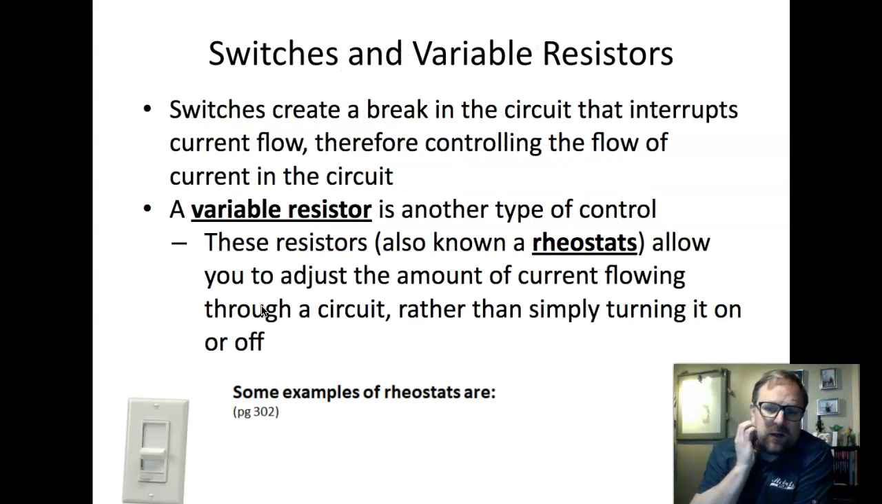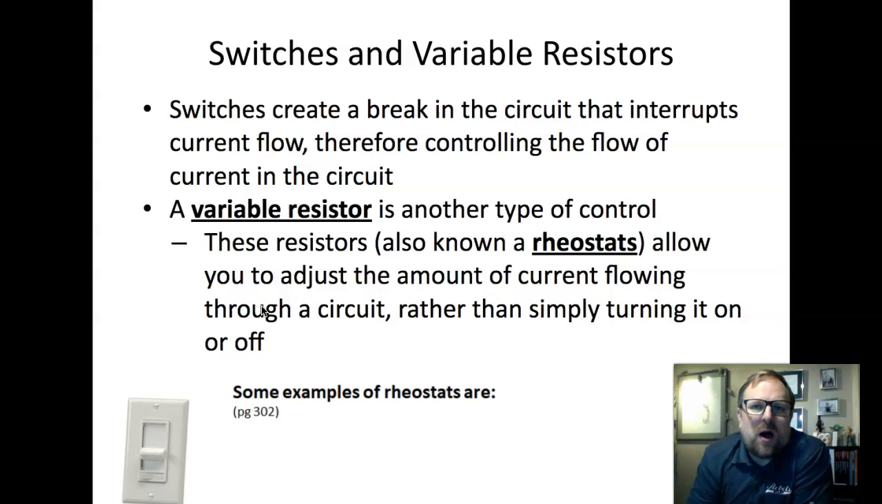So just to talk a little bit about switches and variable resistors, because we're going to use these, and these are employed in lots of places in your daily lives, and you may not have thought about it before. A general plain old switch like a light switch can create a break in the circuit that interrupts current flow. So therefore, it controls the flow of current in the circuit. It turns it on or it turns it off.